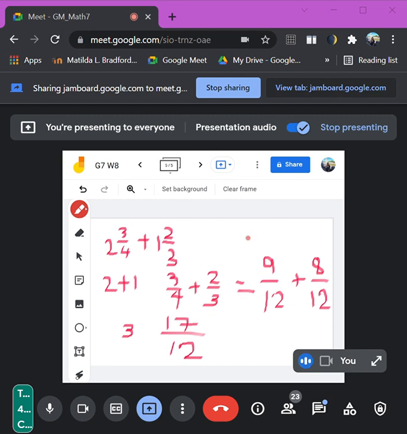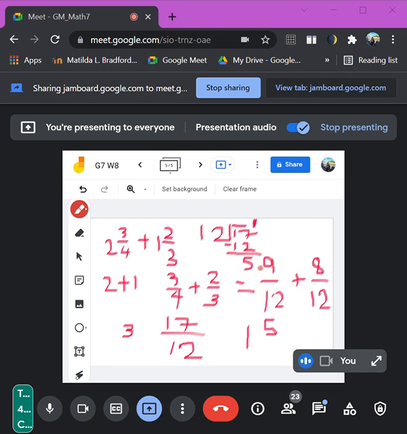How do we change it, class? You can do division. You have 17 and, outside, 12. So 17 divided by 12 is 1. And then 1 times 12 is 12. So 17 minus 12 is 5. That quotient is your whole number, and that 5 becomes your numerator.